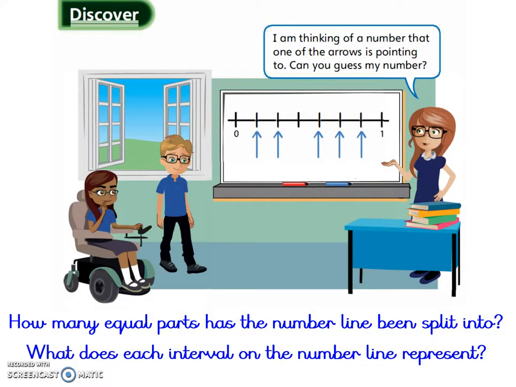And for question 1a, the question is how many equal parts has the number line been split into? So we can see that number line starts at 0 and finishes at 1. How many parts has it been split into, and what does each interval on that number line represent?